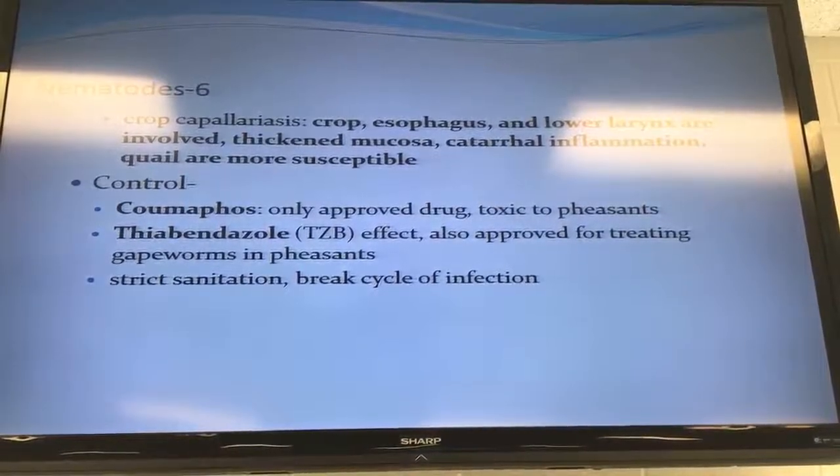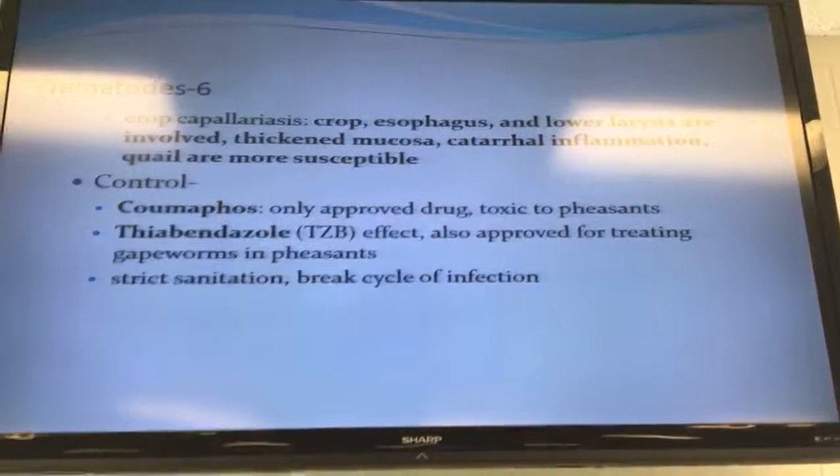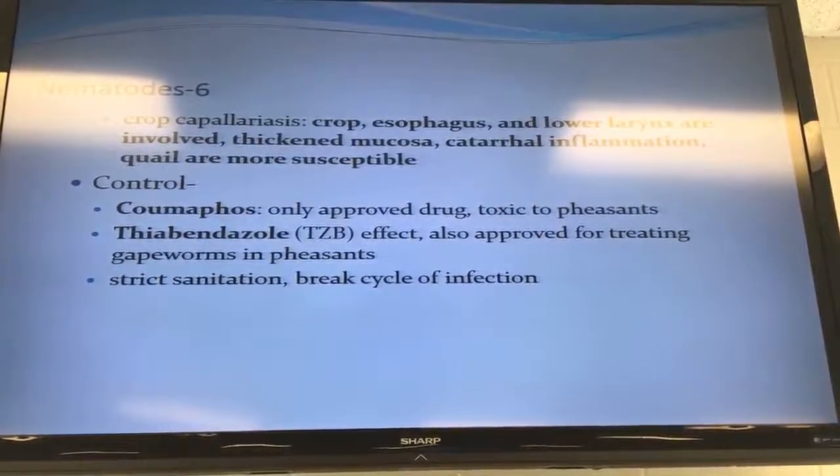Now, the crop and esophagus is primarily quail. When you think about quail, that's what you think about. When you do quail, if you go quail hunting, and you want to impress your daughter, who may be 5 years old, just say, look what I have here. So always look in the trachea, in the crop and upper GI, and esophagus.